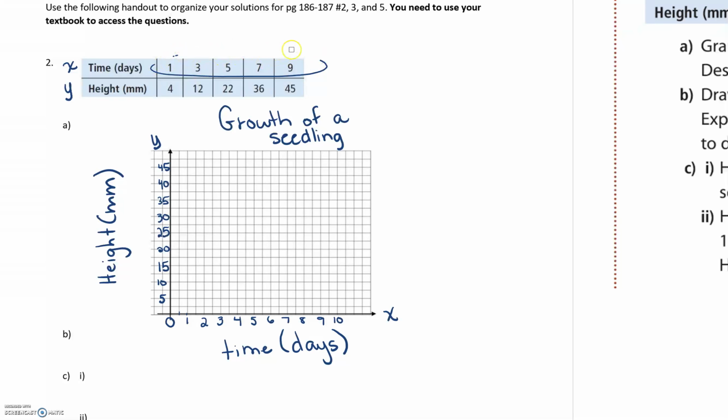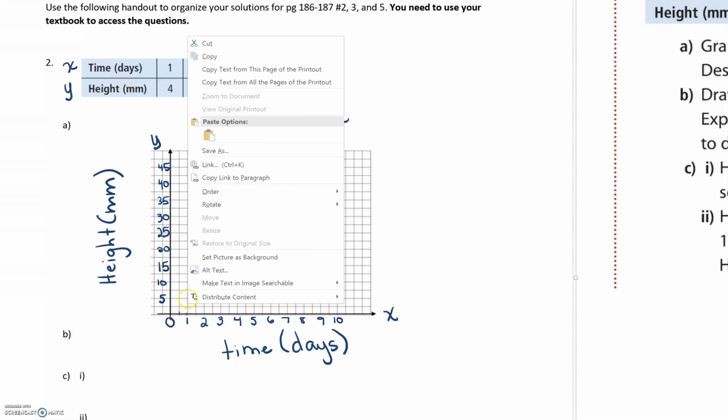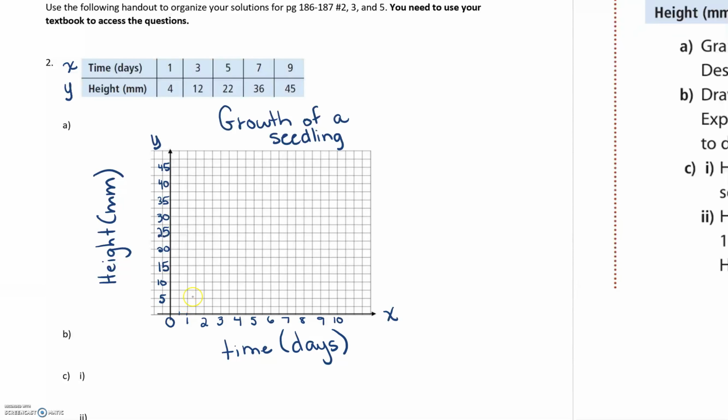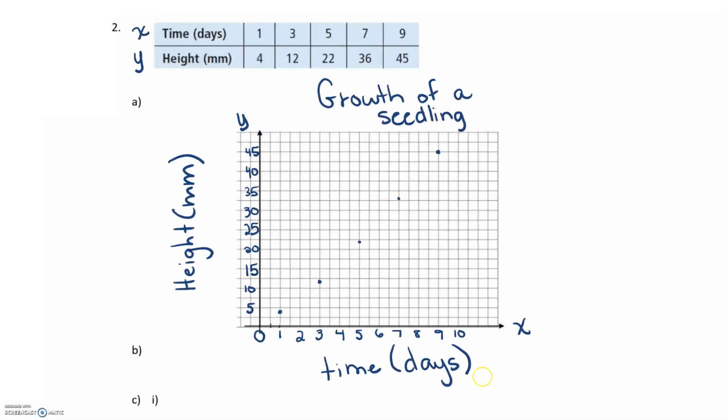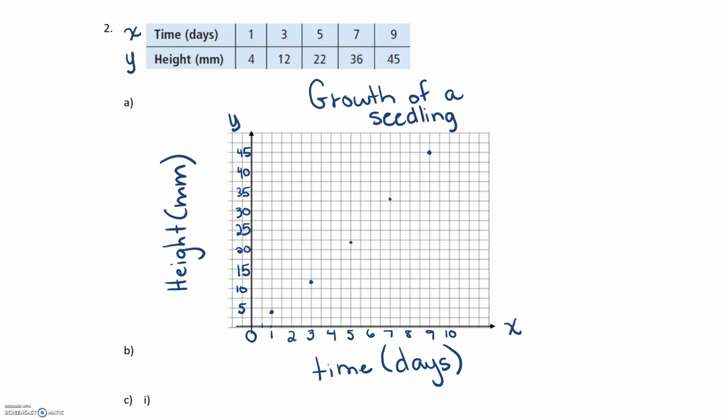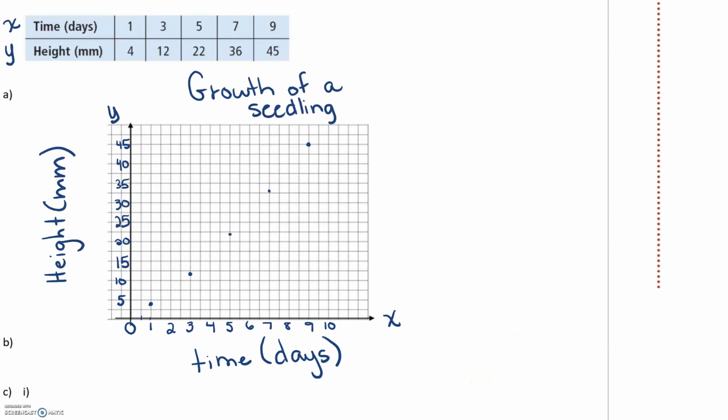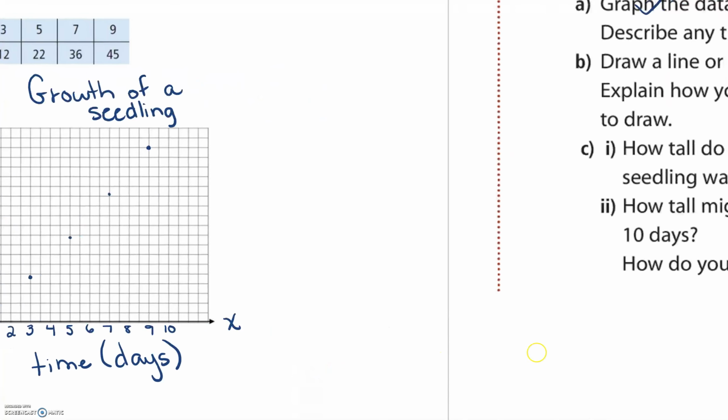So we start with x equals 1. And then the y value for that. So if the time is 1, I have to go to 1. And then I go up to a height of 4, which is approximately right here. So I'll just go ahead and put the data in, and then I'll be back. All right, so here's the data that I ended up drawing. Okay, this is pretty much almost a perfectly straight line, but let's see what they want us to do here.